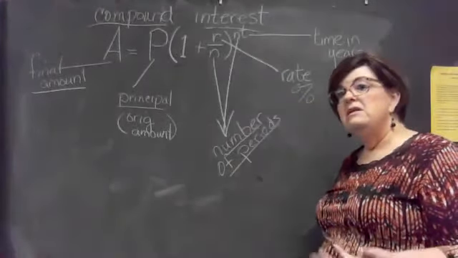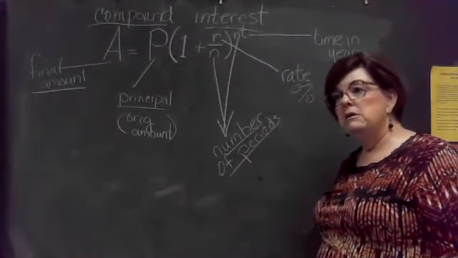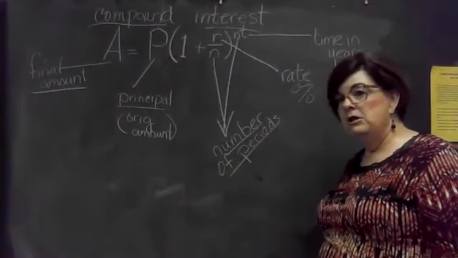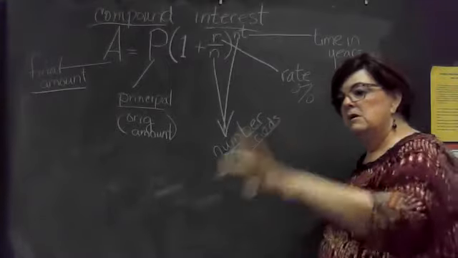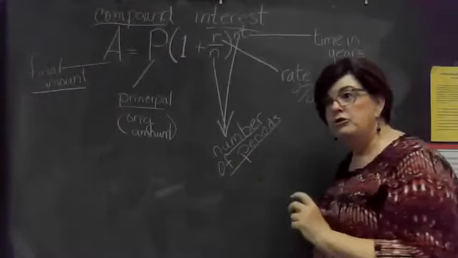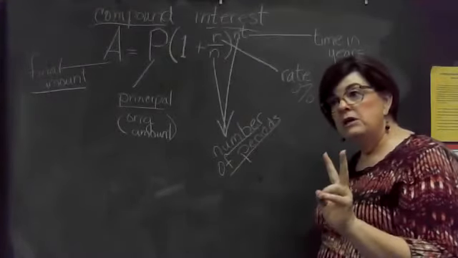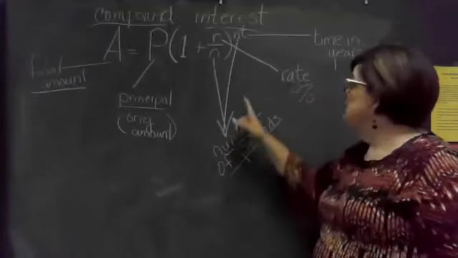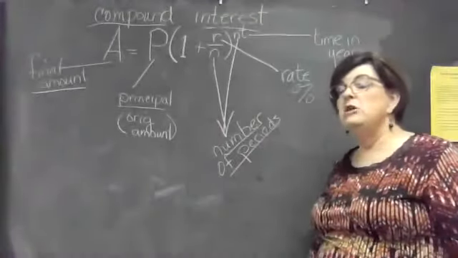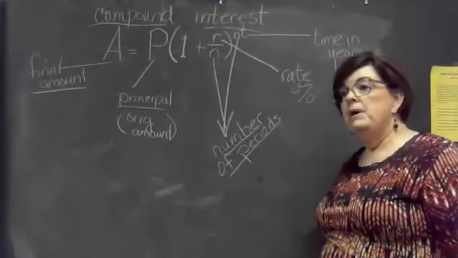If they said semi-annually, that means twice in 1 year. So your n would be 2. The n is how many times a year they compound your interest.